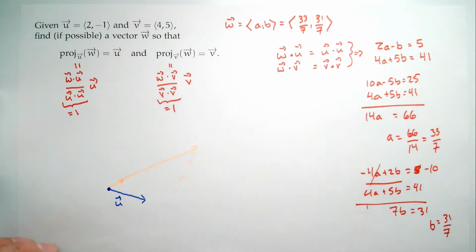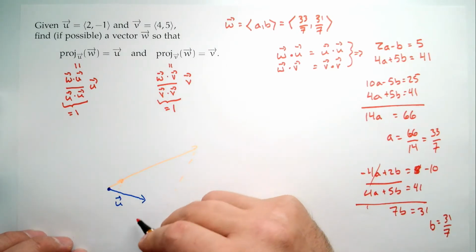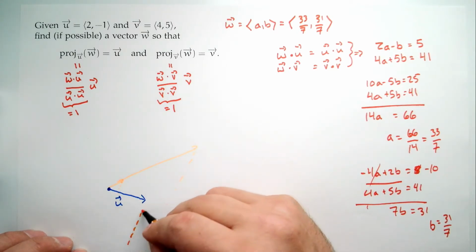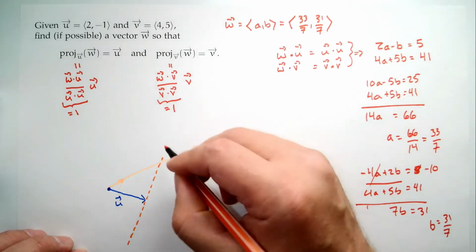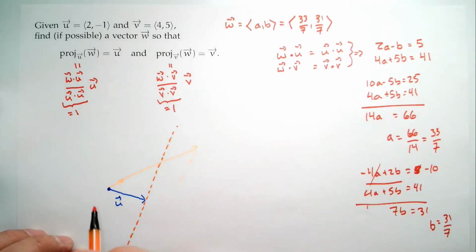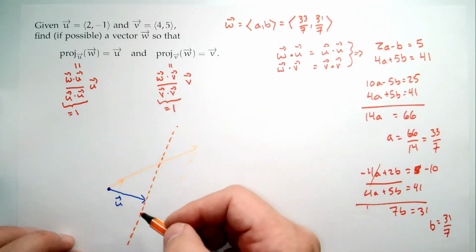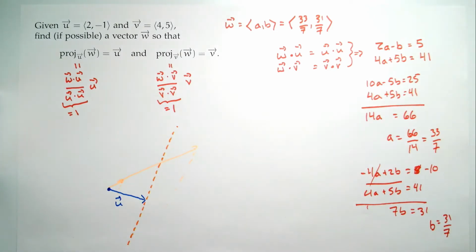So where is that? Well, imagine coming to the end of u and drawing that perpendicular line. So any vector which starts here and stops at that perpendicular line, when I drop straight down to u, that would produce the vector u. It's a true statement. In fact, all vectors that have that property are going to project onto u. Again, I have to start here and go to anywhere on that line.